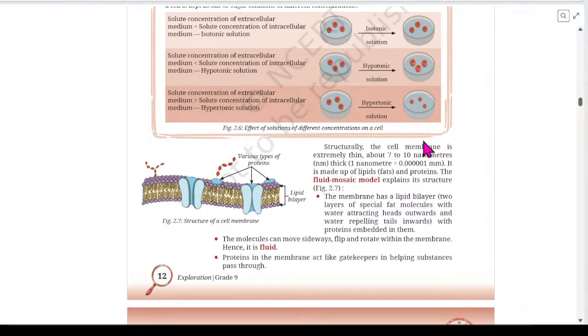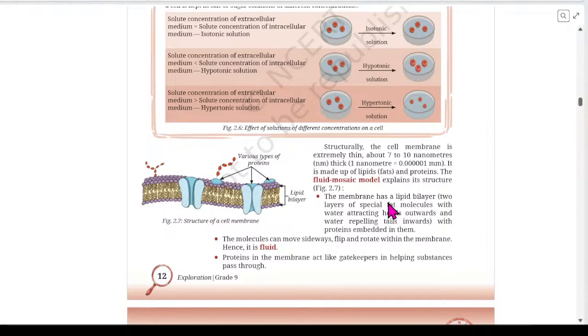Now here we come to the fluid mosaic model, which describes the structure of the plasma membrane. It was given by Singer and Nicholson, the names of the scientists who gave this model. Structurally, the cell membrane is extremely thin, about 7 to 10 nanometers thick. It is made up of lipids, which are also known as fats, and proteins. The fluid mosaic model explains its structure.